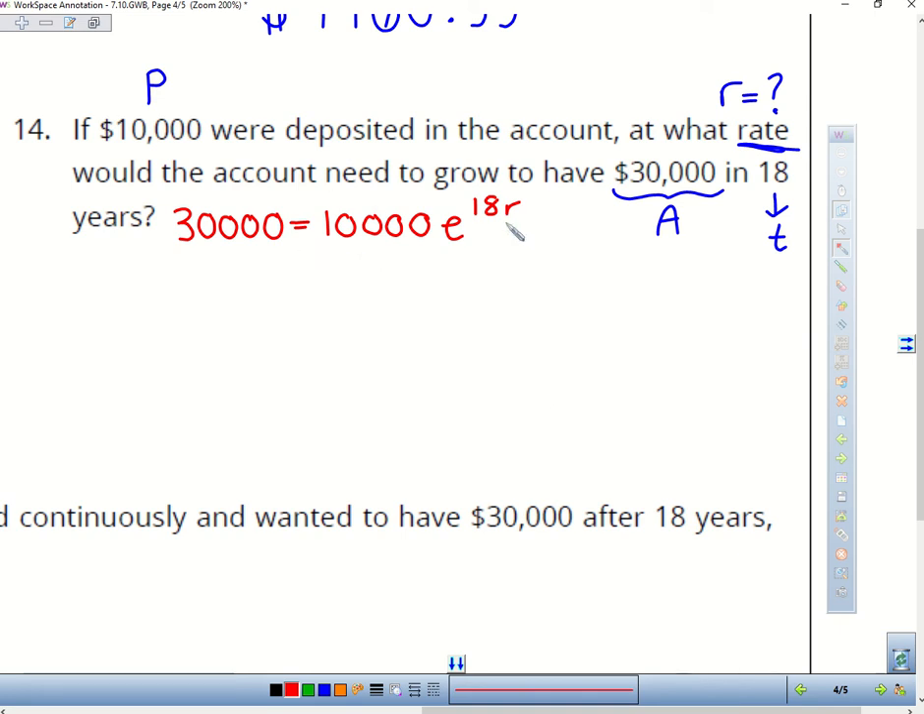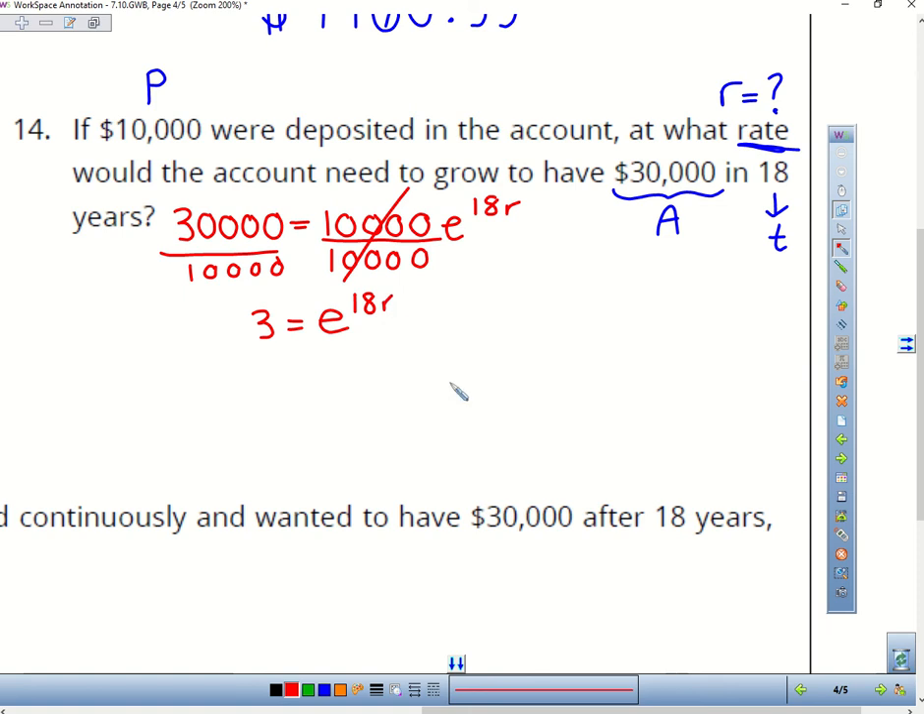Now, first thing I want to do is I see that I have a variable as an exponent. So I know I'm going to have to use a log to solve here, but I need to get that e by itself. So I divide both sides by 10,000. What is 30,000 divided by 10,000? 3. And now, in order to solve for an exponent, we need to take the what of both sides? Natural log.